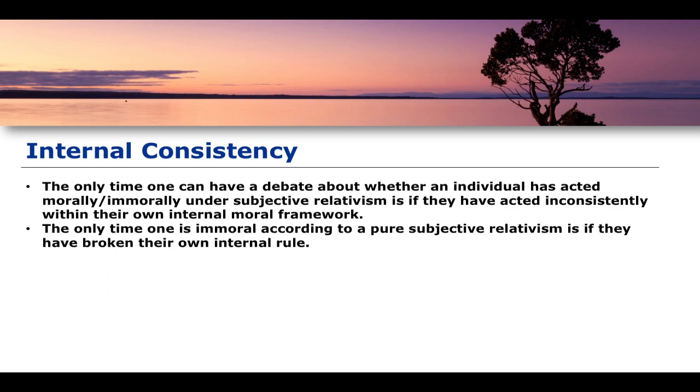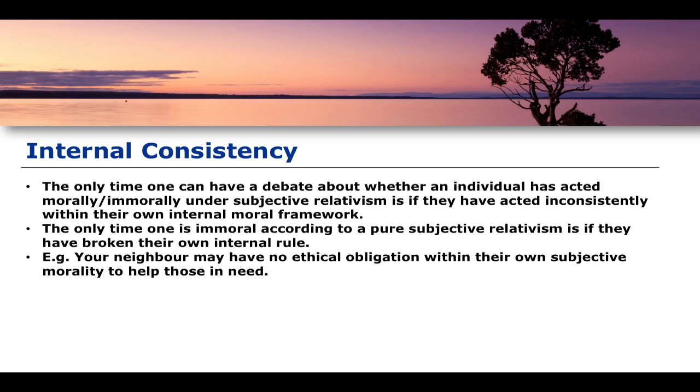The only time one is immoral according to a pure subjective relativism is if they have broken their own internal rules. Now, we'll come to note that in reality, people break their own internal rules all the time, and so we could probably levy plenty of criticism against people even if we were to accept a pure subjective relativism. So, whereas the criticism is that you can't suggest that someone is being immoral if they are following their own internal consistency, in reality, we can still criticize a person on the basis of their own internal consistency. If they are acting inconsistently within their own moral framework, then we can suggest that they are acting immorally.